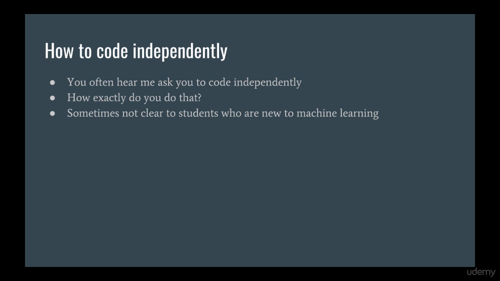This lecture is about how to write code independently when you're doing machine learning. You always hear me say that the first thing you should try to do when you learn an algorithm is to go and write it up in code by yourself before looking at someone else's code. For some students who are new to machine learning, it's not quite clear how to do that. So this lecture is going to explain the thought process you should go through, in hopes that it encourages more people to try to code by themselves.